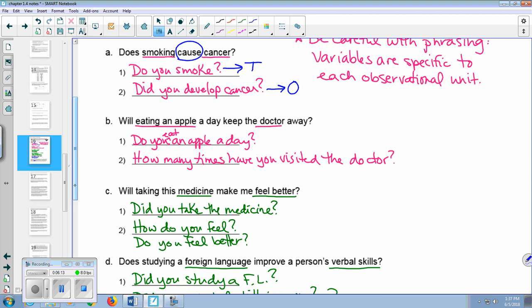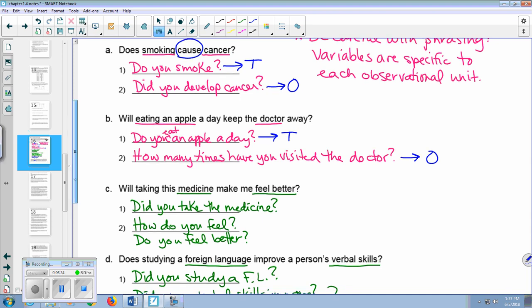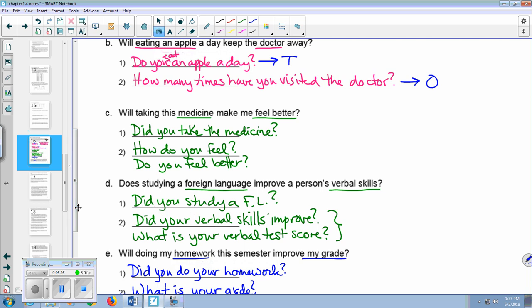All right, second one, will eating an apple a day keep the doctor away? So they don't use the word cause, but they're interested in whether the apples have some effect on whether or not you're healthy. So eating the apples, in a sense, comes first. That's your treatment. And then how many times have you visited the doctor? That's the result. Is it affected by eating the apples, caused by eating the apples? That's our outcome.